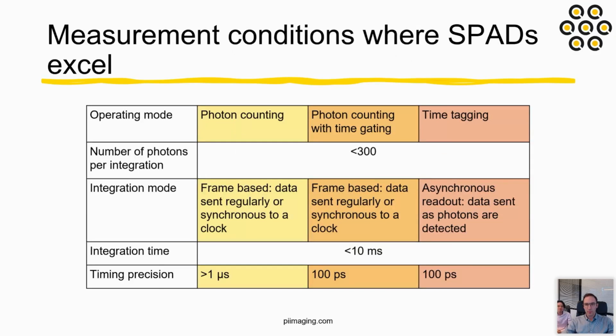Okay. To reiterate the measurement conditions that we want to target with SPADs, whether this is photon counting, time gating, or time tagging, we typically want to be below 300 photons per integration. We want to have the integration time typically less than 10 milliseconds. And we offer in these various operating schemes different timing resolutions. So if you do photon counting, the timing resolution is limited by the frame readout, so typically 1 microsecond resolution. If you're doing time gating or time tagging, the resolution is defined either by the rising edges of the gate or by the time tagging instrumentation response function, which is in the range of 100 picoseconds.